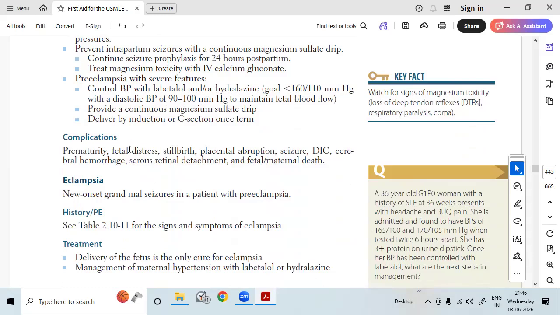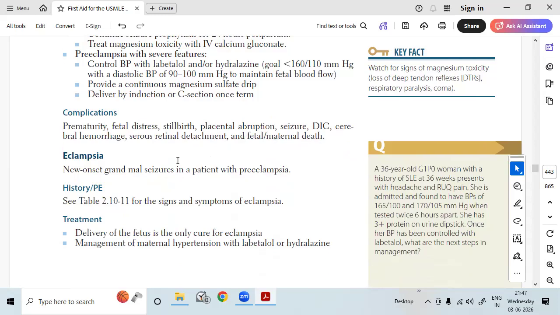Complications: prematurity, fetal distress, stillbirth, placental abruption, seizures, DIC, cerebral hemorrhage, serious retinal detachment, and fetal or maternal death can occur. Eclampsia is the new onset of grand mal seizures in a patient with preeclampsia. We've already seen the signs and symptoms. The treatment is delivery of the fetus, the only cure. Management of the maternal hypertension with labetalol or hydralazine is done.